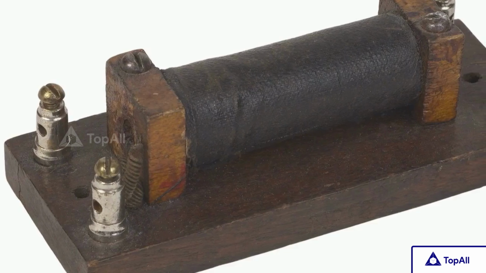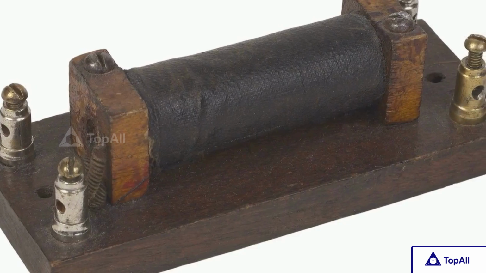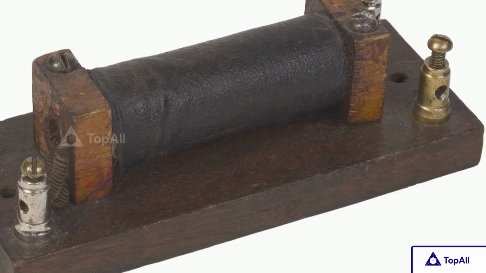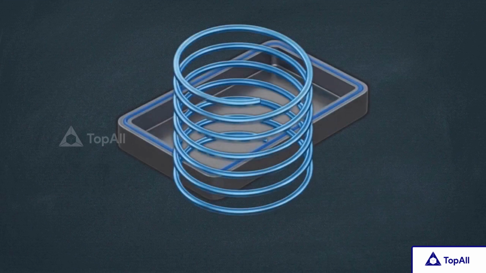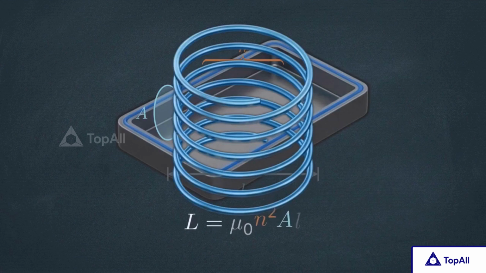To physically maximize this pushback, engineers look to the geometry of the component. This 3D wireframe reveals the primary geometric variables: the density of the wire turns, the cross-sectional area, and the total length. Combining these variables gives us the formula for the self-inductance of a long, air-filled coil.